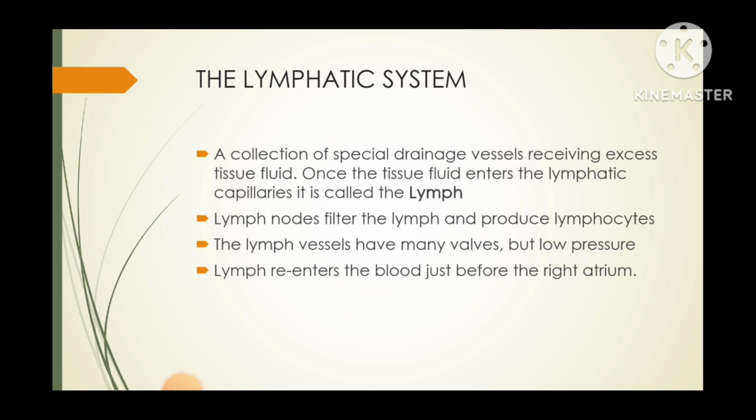So it is a collection of special drainage vessels receiving excess tissue fluid, and once the tissue fluid enters the lymphatic capillaries, it is called lymph. The lymph nodes filter the lymph and produce lymphocytes. The lymph vessels have many valves but have a low pressure, and the lymph re-enters the blood just before the right atrium.